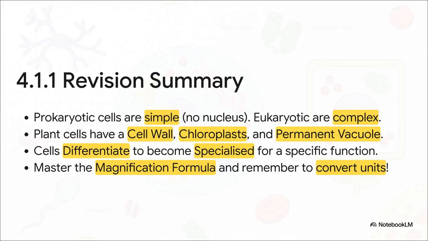So let's quickly recap the absolute essentials. Remember, prokaryotes are simple, no nucleus. Eukaryotes are complex, know the 3 extra parts of a plant cell, the 3 C's. Understand that cells differentiate to become specialized. And finally, master that magnification formula, and please, never, ever forget to convert your units.